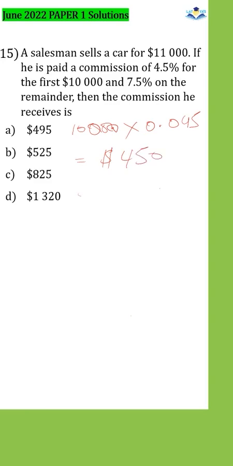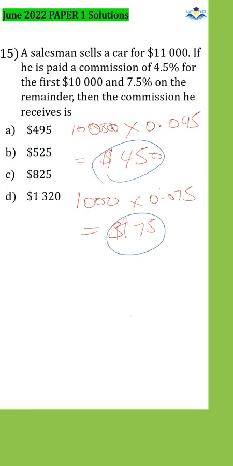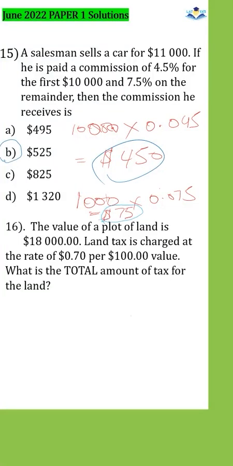Now the remainder is 1,000, and the question tells us that he receives 7.5%, which could also be written as 0.075 on this 1,000, and once we multiply, we are going to get $75. And once we add 450 and 75, we are going to get a total of $525 as his commission.